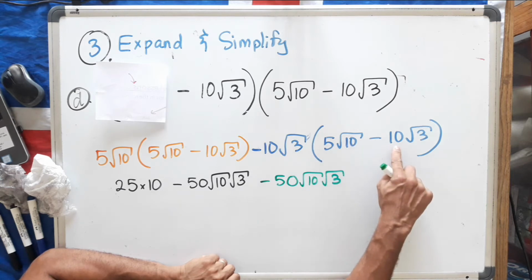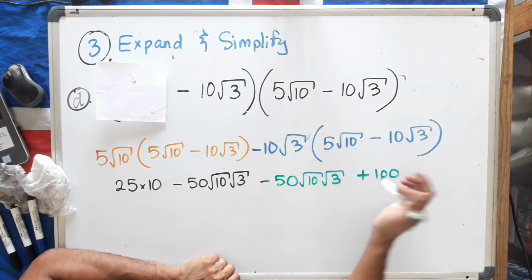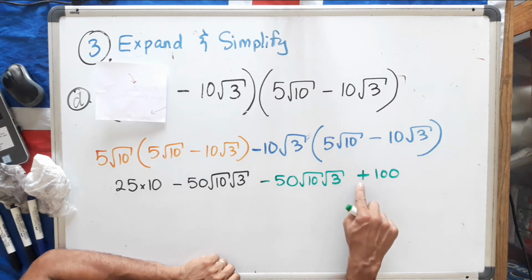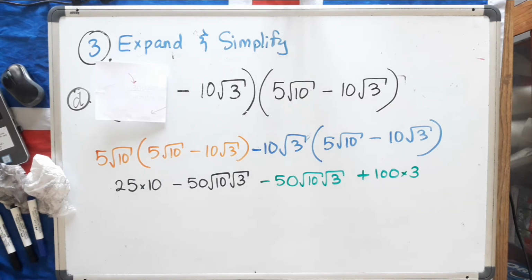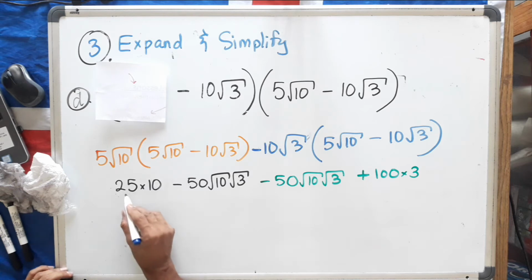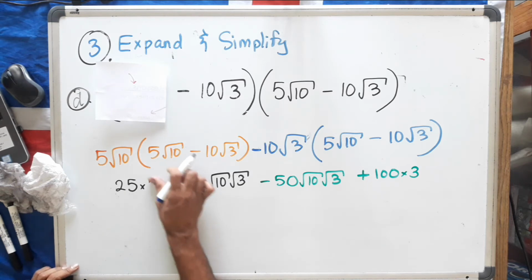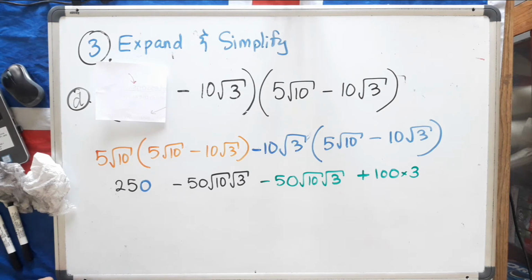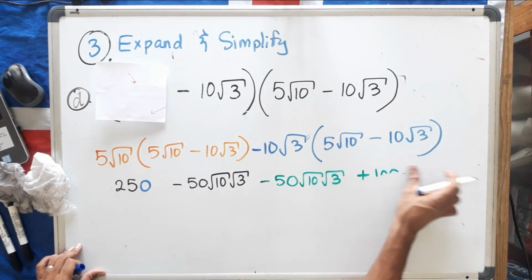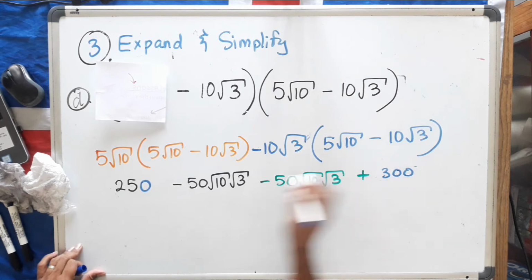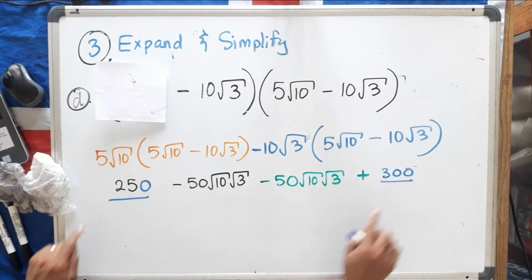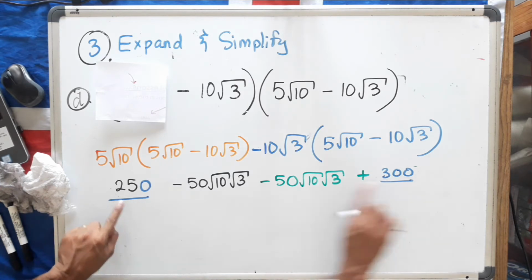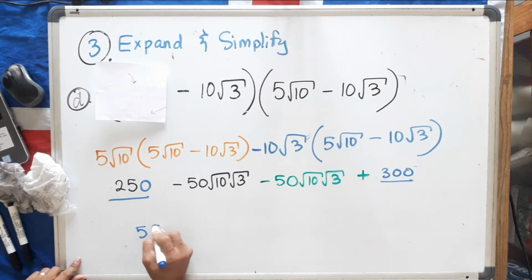Minus 10 multiplied by minus 10 is positive 100. When you multiply two negatives, you get a positive. And the square root of 3 by the square root of 3 is just simply 3. Right? So let's simplify this. 25 by 10 is 250, right? And 100 by 3 is obviously 300. These two do not have any surds in them, right? So we can add these two here. 250 plus 300 is 550.